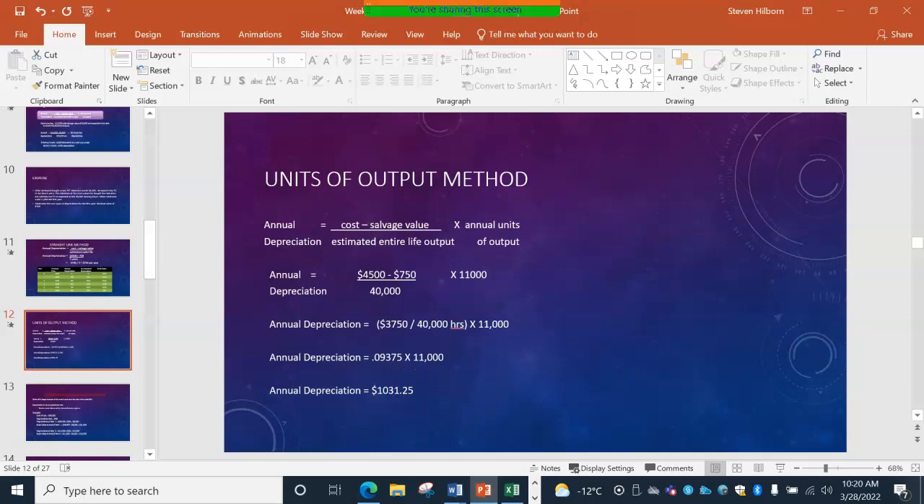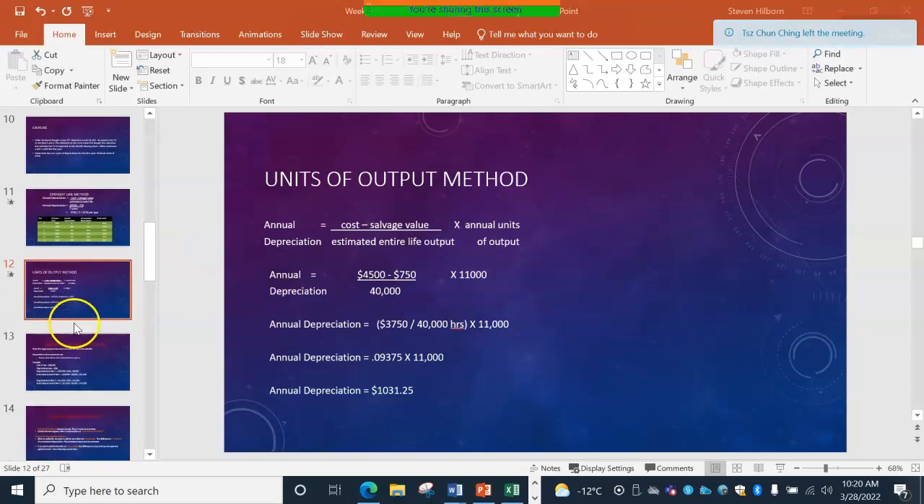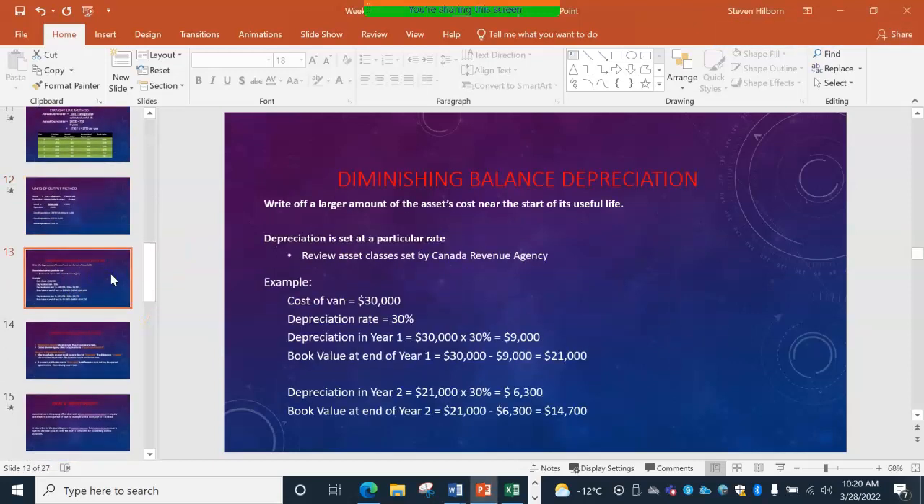Any questions on those two forms of depreciation? Give me a thumbs up if you have a pulse and a heartbeat. Three people are alive. There's some more. There we go. Perfect. Okay, I know. Thrilling stuff.